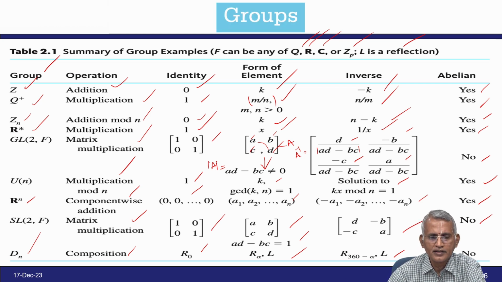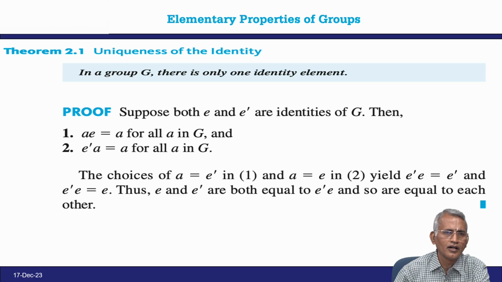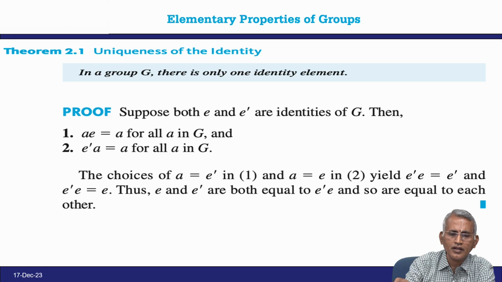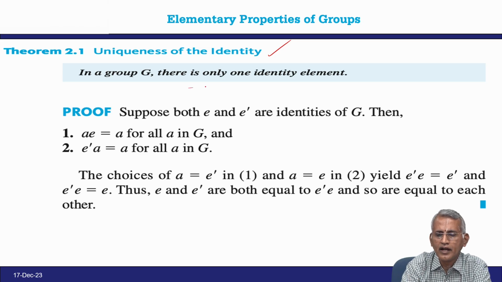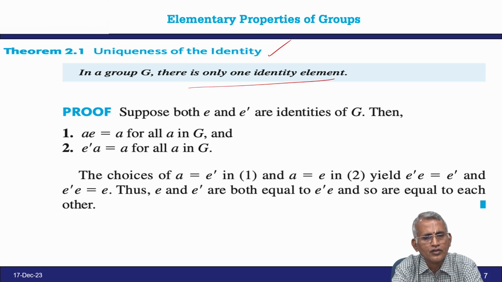Now, keep it in mind, let us go to some properties of group theory. First one is uniqueness of the identity. In a group there is only one identity element, right. Whatever the group may be, surely it has only one identity element, then only it obeys all the properties of group theory. So it is very important to check whether it is unique or not.